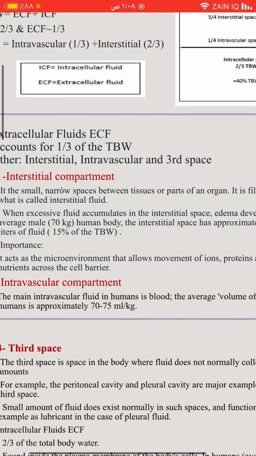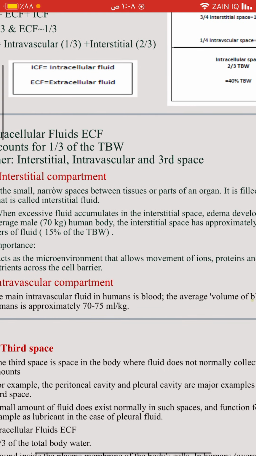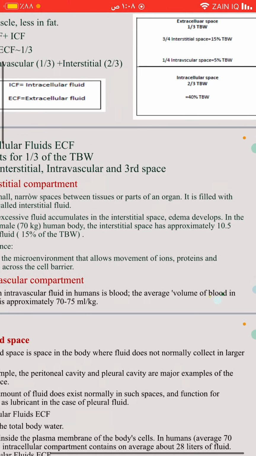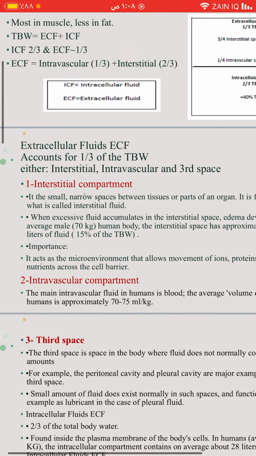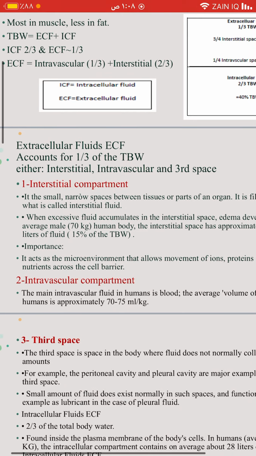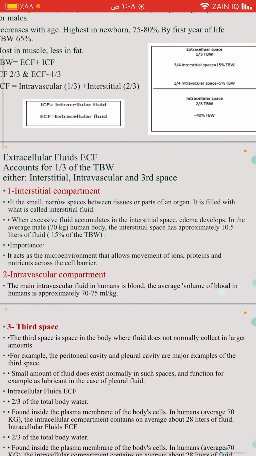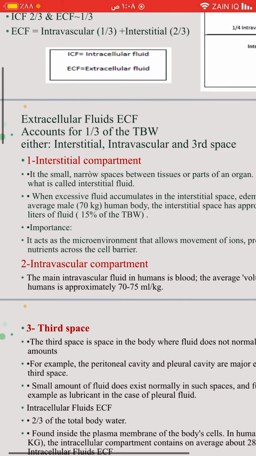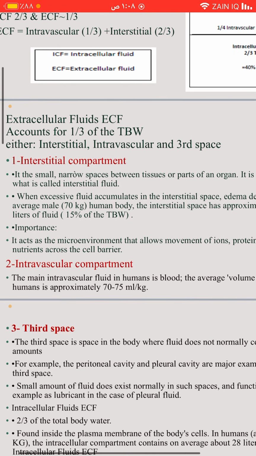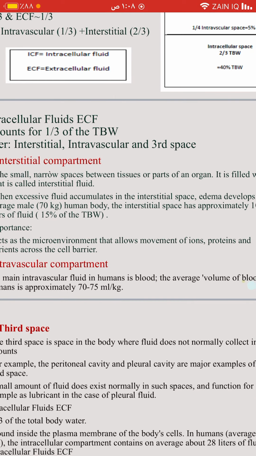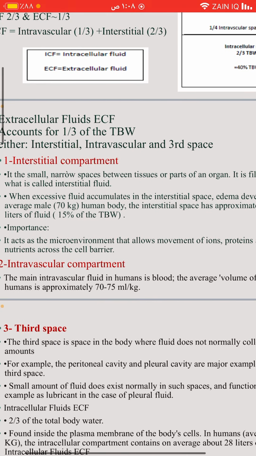When excessive fluid accumulates in the interstitial space, edema develops. In the average male 70 kilogram human body, the interstitial space has approximately 10.5 liters of fluid (15% of total body water). It is important because it acts as the microenvironment that allows movement of ions, proteins and nutrients across the cell membrane.